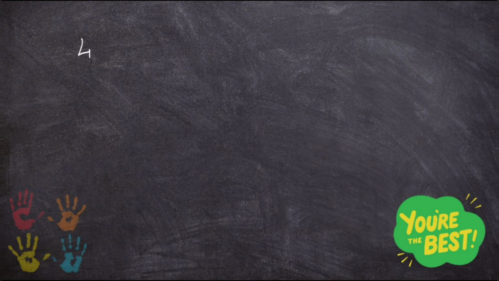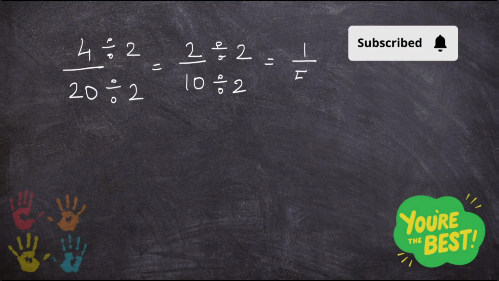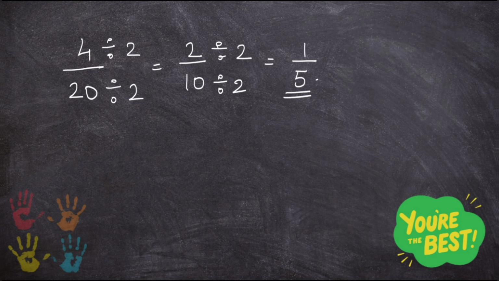One more sum I'll take, a small number. If you can, try with me. Now over here, both 4 and 20 go in which table? Very good, the number 2. You can try with me over here. So when you divide, you will get the answer 2 upon 10. Now 2 and 10 go in which table together? 2. When you divide, you will get the answer as 1 upon 5. So the simplified fraction or lowest form of 4 upon 20 will be 1 upon 5.